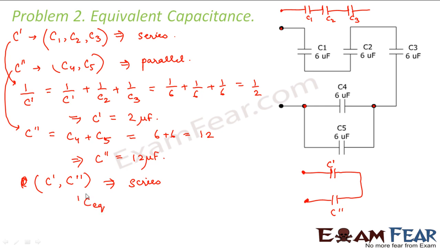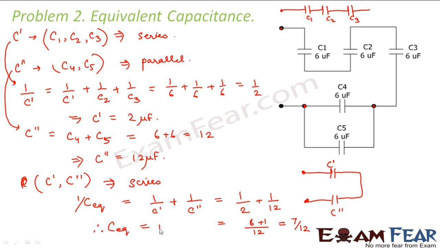Therefore, 1 by C equivalent is equal to 1 by C dash plus 1 by C double dash. That is equal to 1 by 2 plus 1 by 12. So this is 12, this is 6 plus 1, that is equal to 7 by 12. Therefore, C equivalent, that is the equivalent capacitance of the circuit, is equal to 12 by 7 microfarads. Right? Okay.